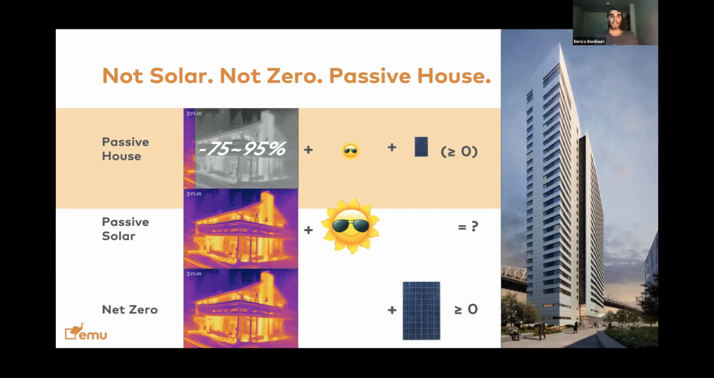So for Passive House, you greatly improve the building envelope, you reduce the heat losses and reduce the need for heating and cooling by about 75 to 95%. Then you do bring in some passive solar, not a ton. And if you do add renewables, you can get to net zero in a much more streamlined path. The picture on the right-hand side is the Cornell dormitory, one of the largest Passive House buildings in North America, built in New York.